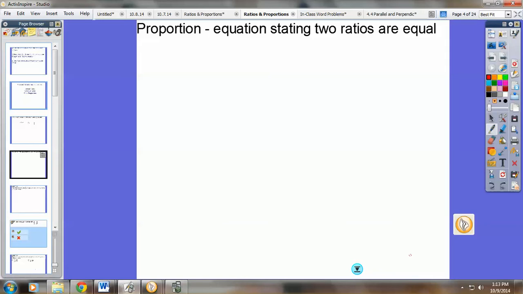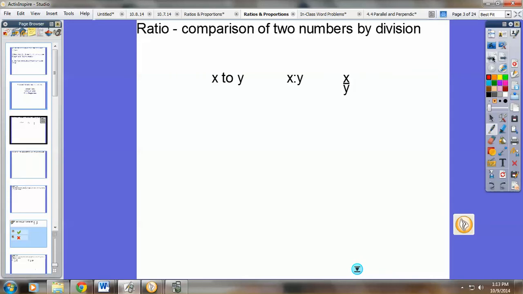You can wait a second. You can go back to ratio.